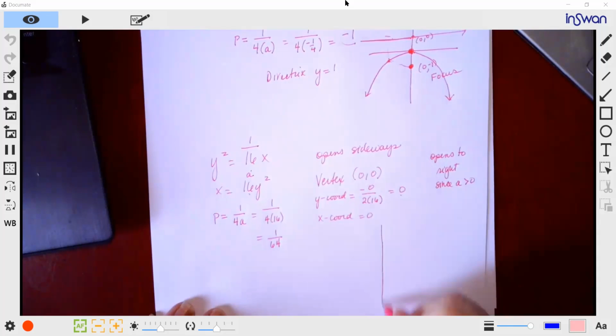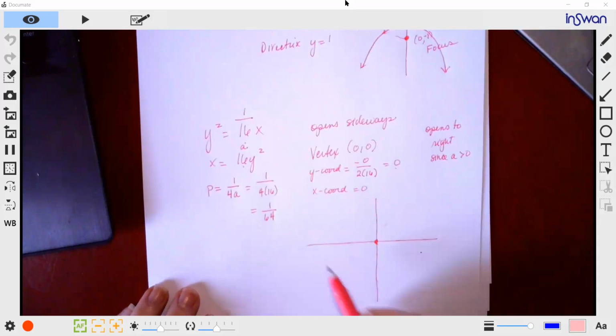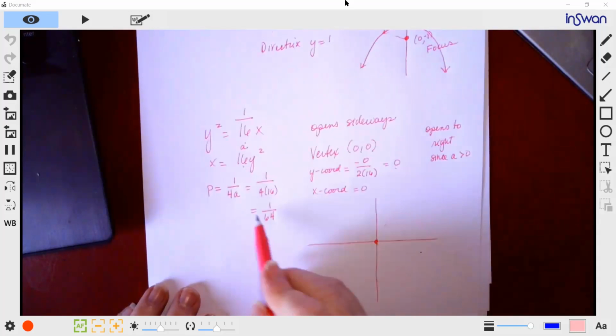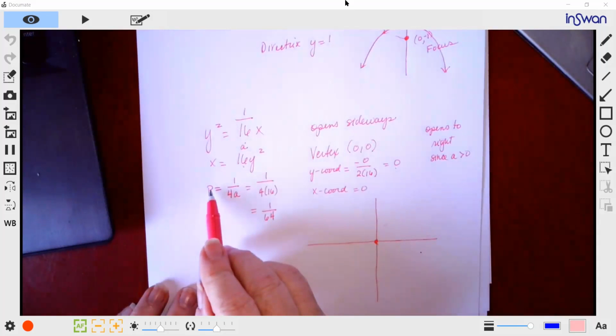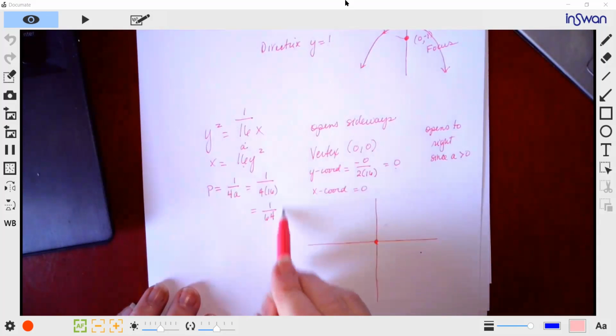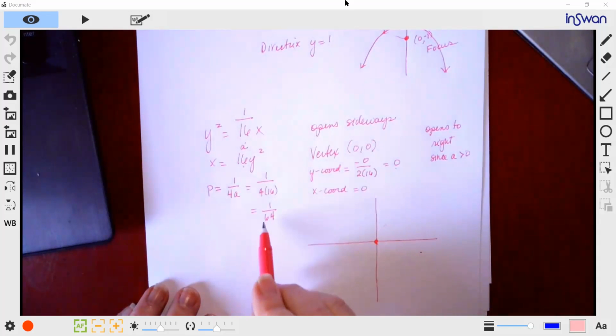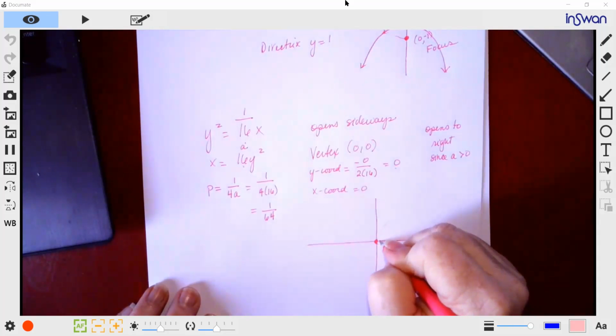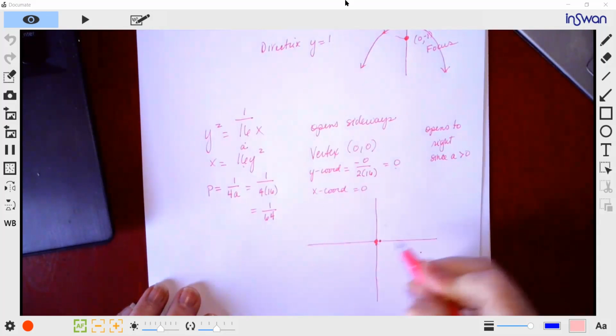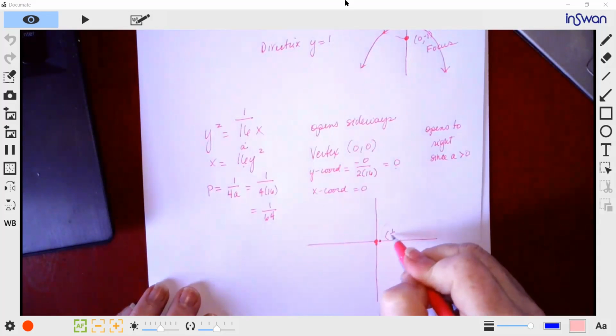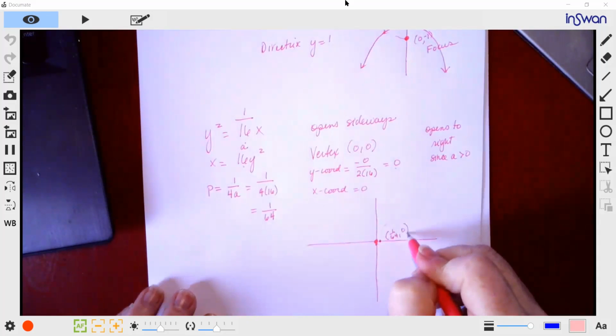So this graph, we're going to start with our vertex at 0. I know it's going to open to the right. Now, to find the focus, we're going to move 1 over 64 units away from the vertex. So it's going to be really close in there. So if this is the point 0, 0, the focus would be 1 over 64, 0.